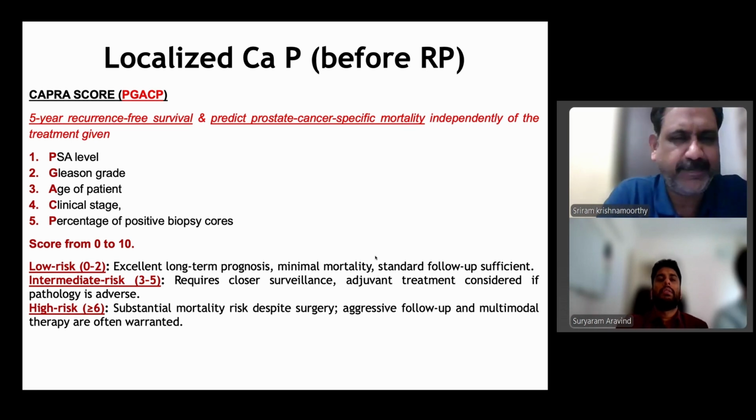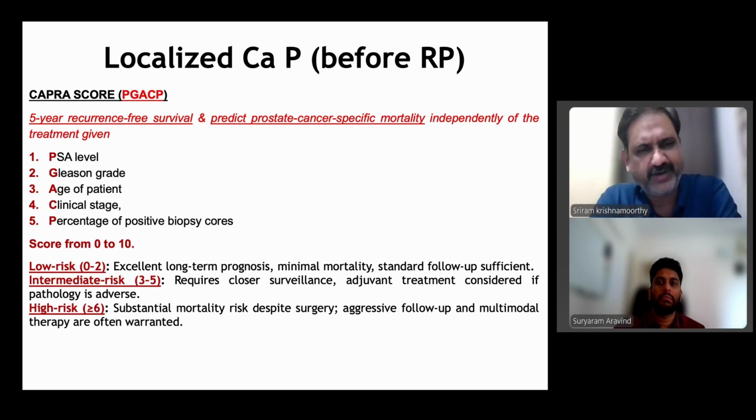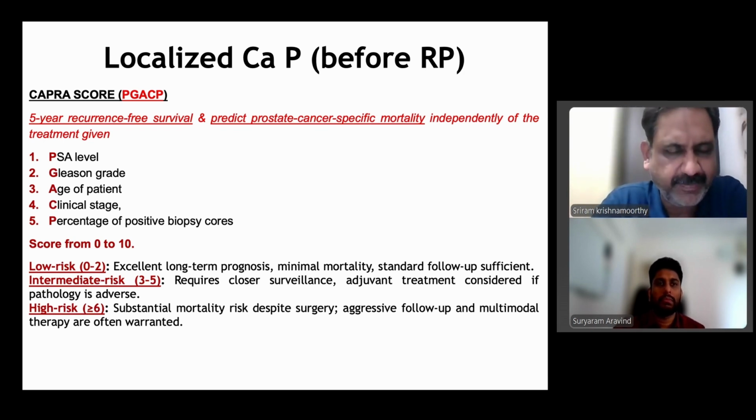Capra score, the 5 parameters here: P and G are the same, PSA and Gleason's grade. There it was PSA density; here they take the age of the patient into consideration. And then C for clinical: there it was number of cores positive, here it is the clinical stage, whether it is T2B or T3A or whatever T stage the patient is, and the percentage of positive cores. P is again for percentage. So there it is D and C that change, here A and C change. Otherwise, the other 3 parameters remain the same. And then you give a score for these 5 parameters, from 0 to 10.